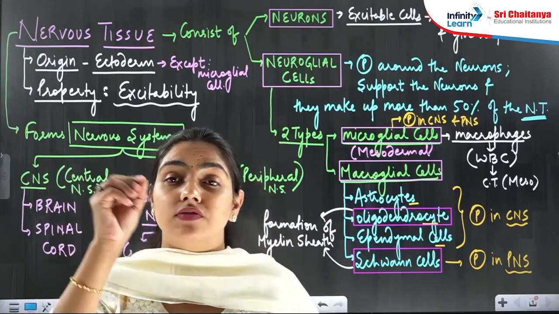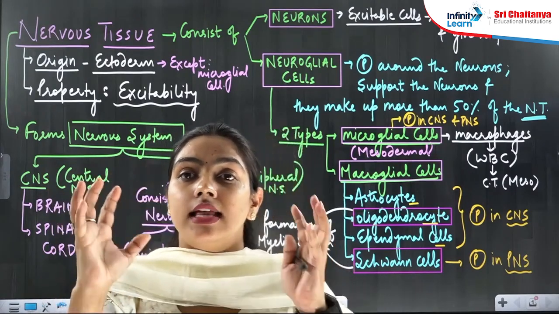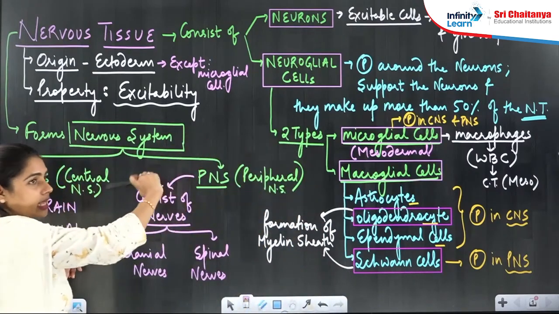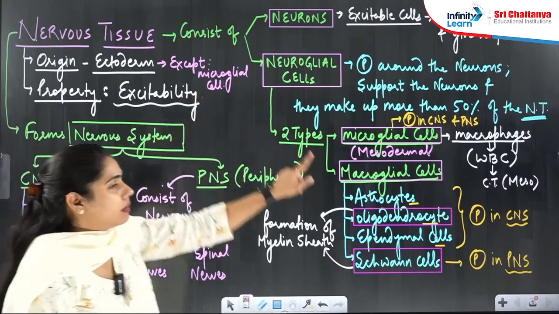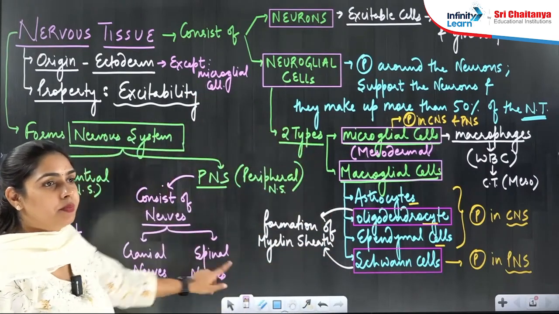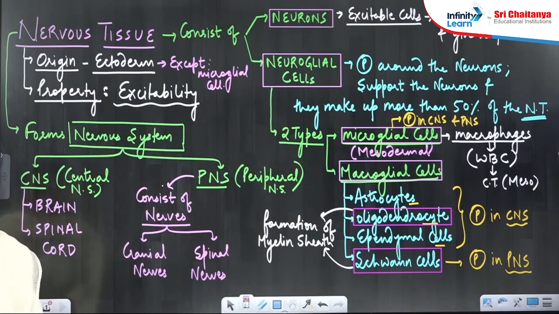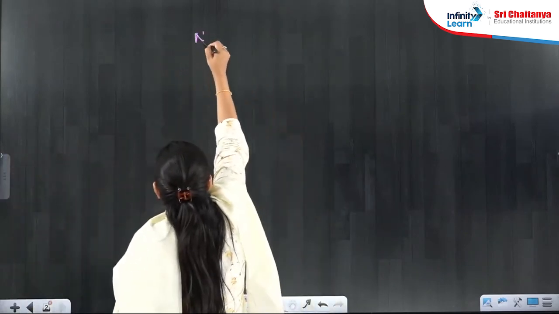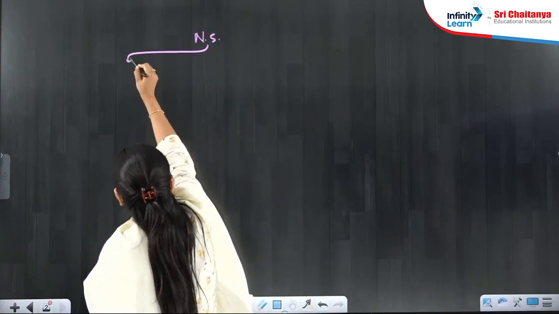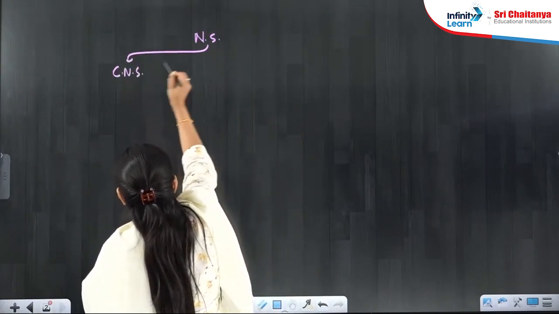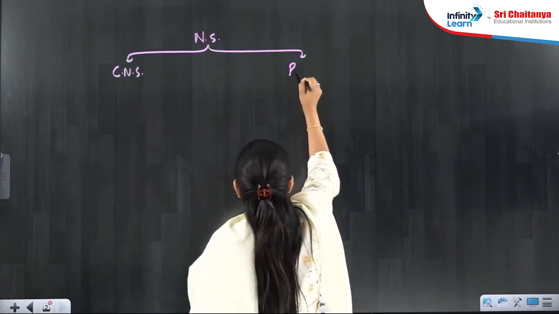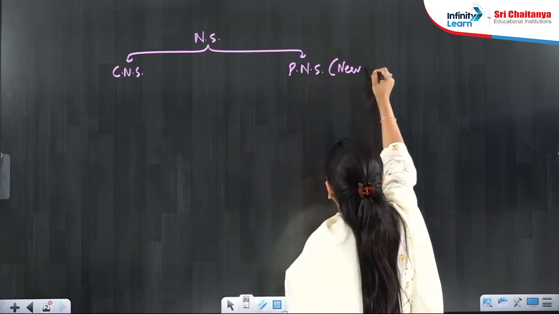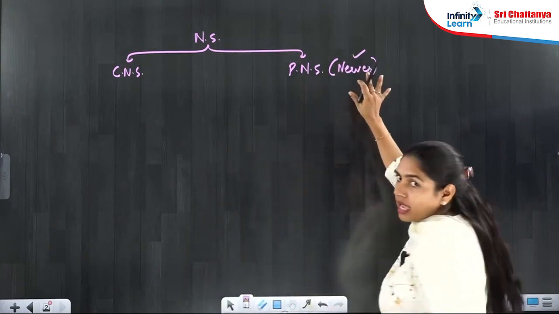And the nerves which are going to voluntary organs make one part of the nervous system. Can I move ahead? You must have understood this much. So let me now tell you: nervous system is of two types, central nervous system and peripheral nervous system. Now I am going to talk about peripheral nervous system, which has nerves. I will tell you what nerves are and how they are formed.